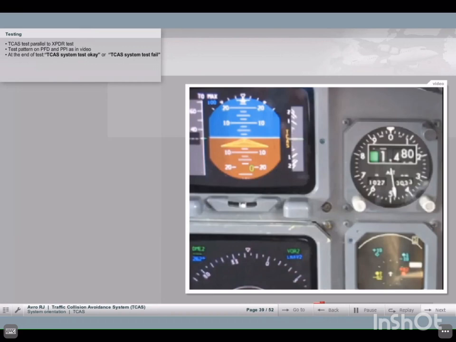The Tcas test runs in parallel to the transponder test, both on the PFDs and the PPIs. The following test pattern is visible. At the end of the test, an audio message is heard: Tcas system test OK for a pass test, or Tcas system test fail for a failed test.